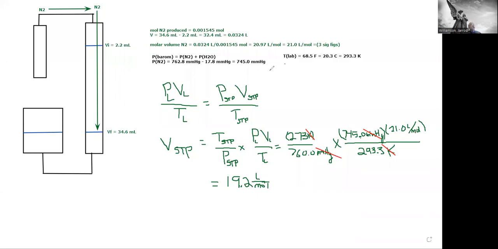Okay, this is Dr. Williamson going over part 2 of the molar volume of nitrogen lab.